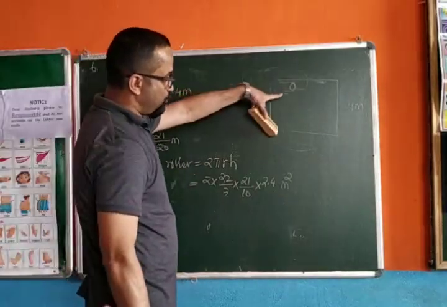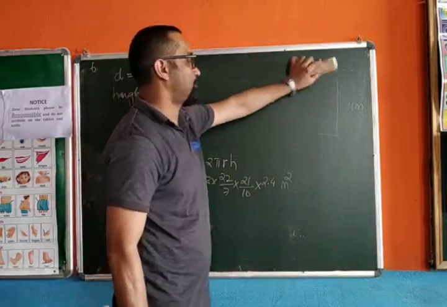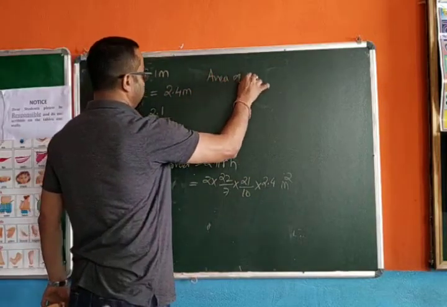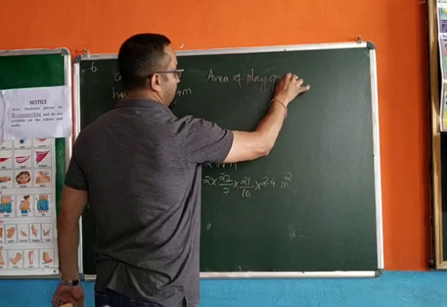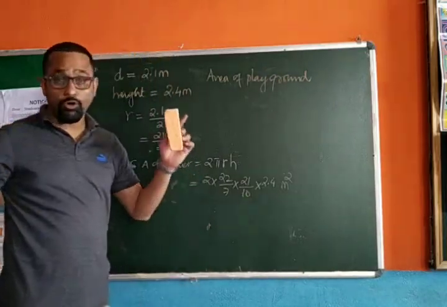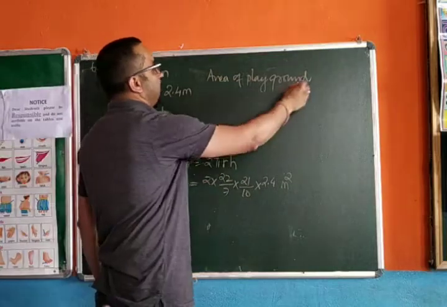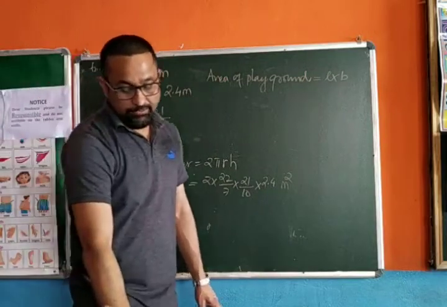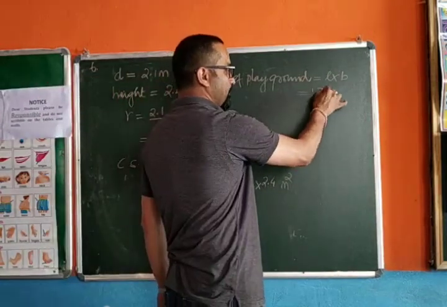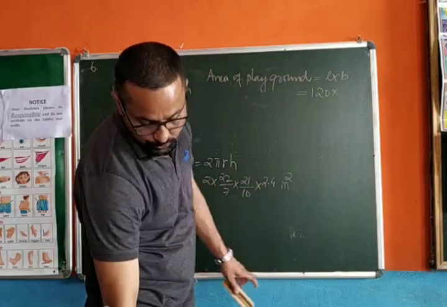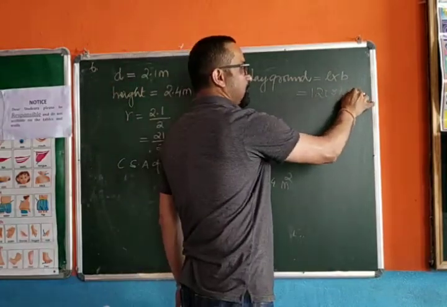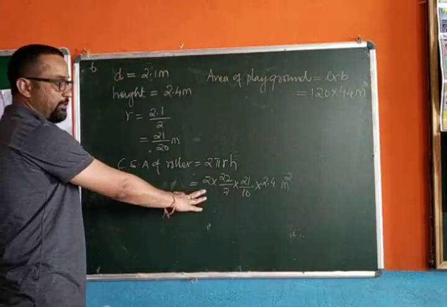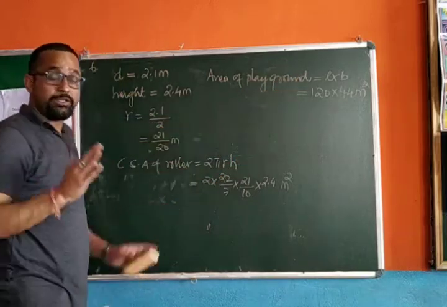And this roller has to go on the playground, rolling on the playground. So we calculate the area of the playground, because the roller has to go over the ground. It is in the form of a rectangle, so it is length multiplied by breadth. Length is given 120 meter. Breadth is given, which is equal to 44 meter. Leave it in this form. Curved surface area, you write like this. Area of playground, you leave it with multiplication.